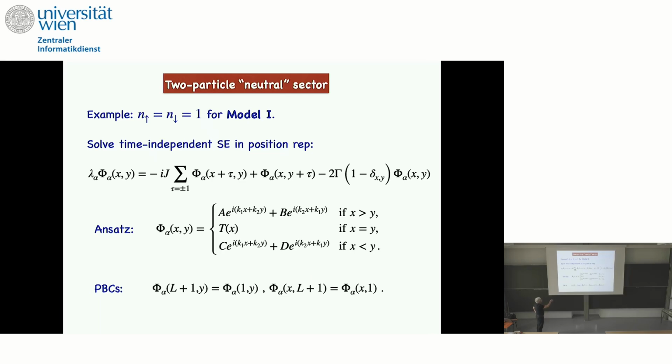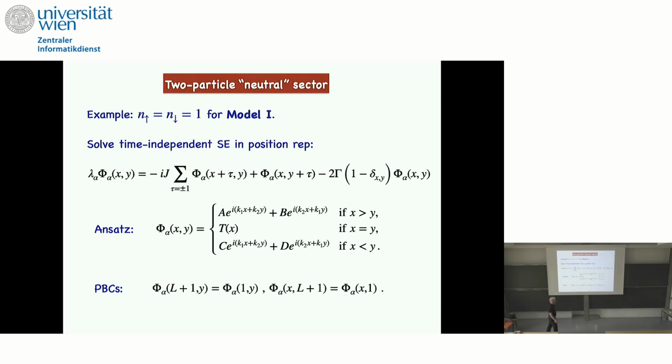Now, if the particles are far away from each other, the solution you can just read off: plane waves. You must have a plane wave when x is larger than y. You must have plane waves when x is less than y. And then when x equals y, the wave function is allowed to jump because it's on the lattice. So this is the ansatz.